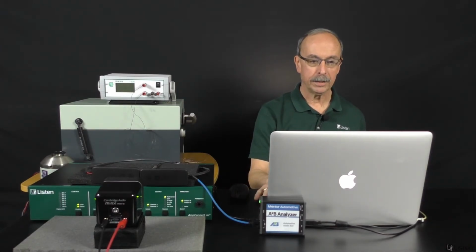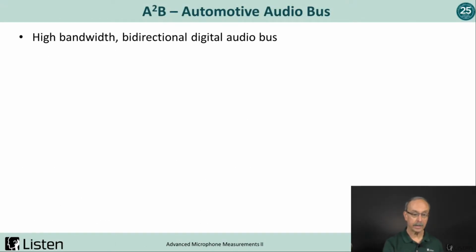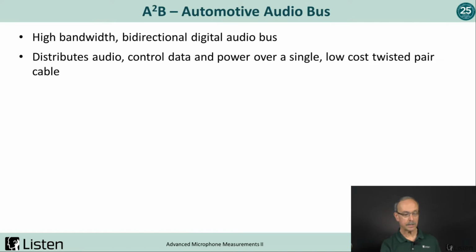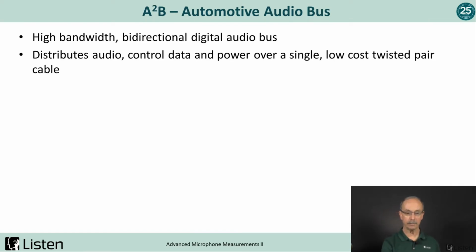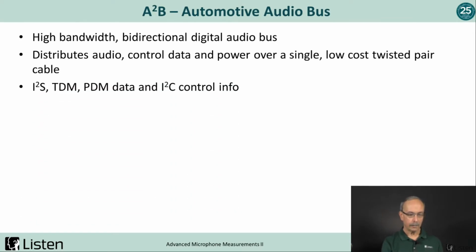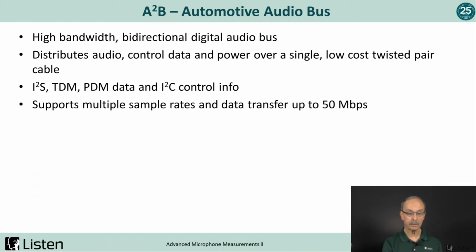But a quick introduction to A2B, if you're not that familiar with it. It's a high bandwidth bidirectional digital audio bus, and it distributes audio, control data, and power over a single low-cost twisted pair cable inside your vehicle. So it has a lot of advantages, and I think one of the big ones is that it takes a lot of weight out of the vehicle, and it also can reduce a lot of cost. It supports I2S, TDM, PDM data streams, and also I2C control information. It supports multiple sample rates and data transfer up to 50 MIPS. So it's a very versatile, flexible, and powerful system.